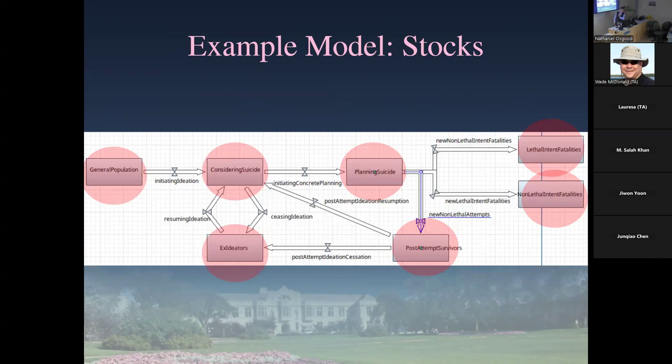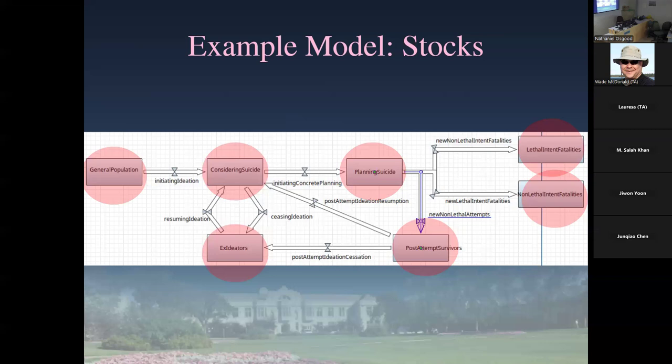Now we have two distinctions between the variable types. Each of them can have more or less, but there are different types of ones. One is a stock, that's shown as a rectangle. One is a flow. A stock represents an accumulation, okay? It represents part of the state of the system, a certain situation. It's an accumulation of people. In this case, a collection of people who are survivors of past attempts to take their life, or people who used to be in that category but have now shed suicidal ideation.